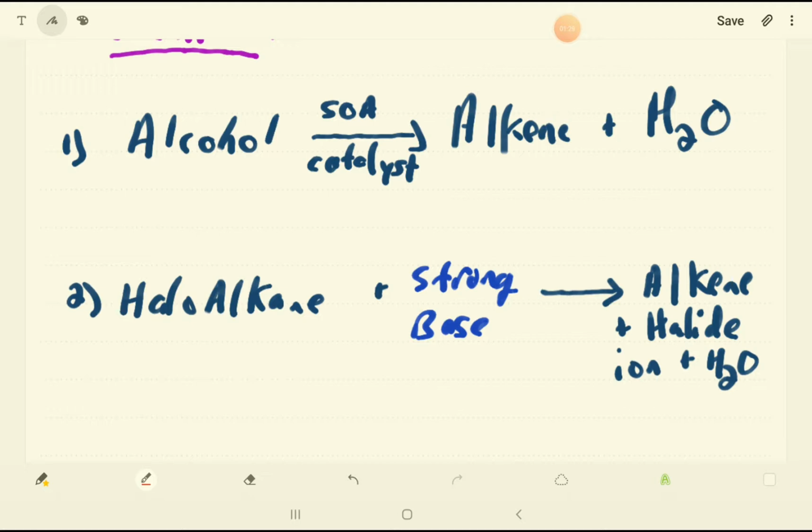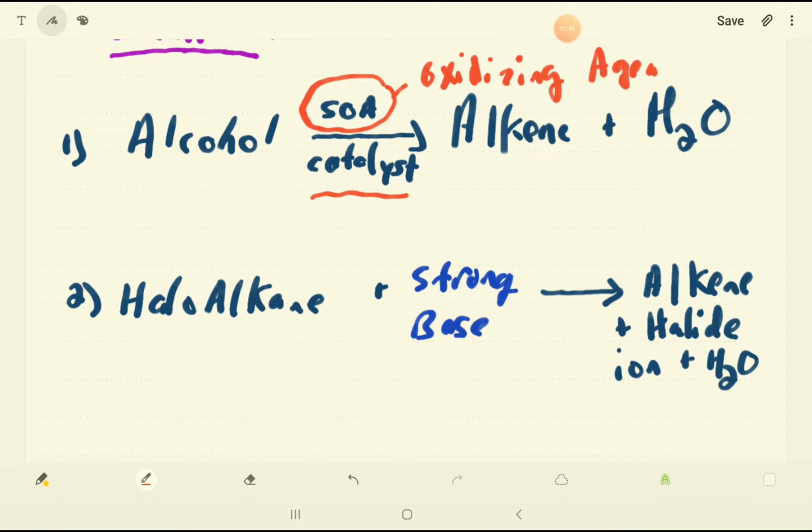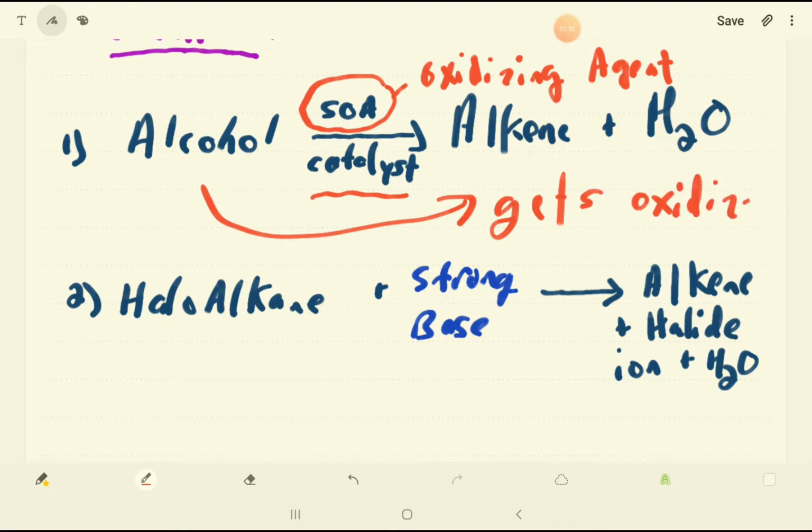There's two things that need to be added, though. It needs a catalyst, and it needs the presence of an oxidizing agent. So your alcohol gets oxidized. I'm going to write here: alcohol gets oxidized, and it becomes an alkene plus water.